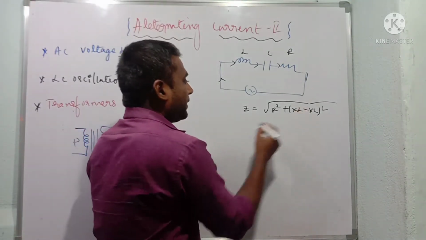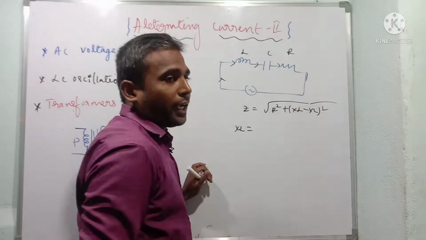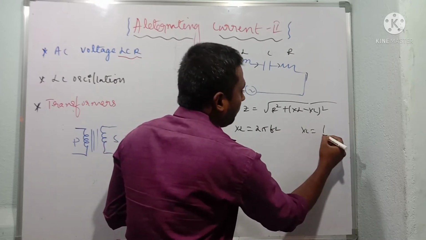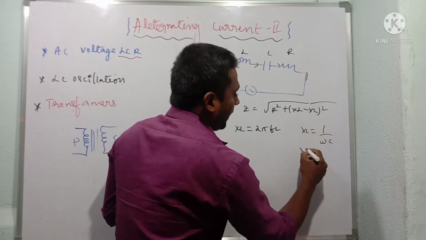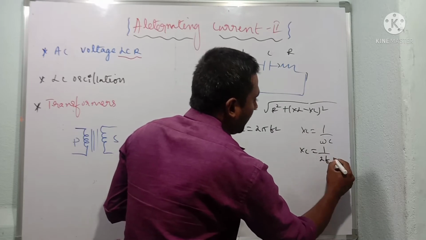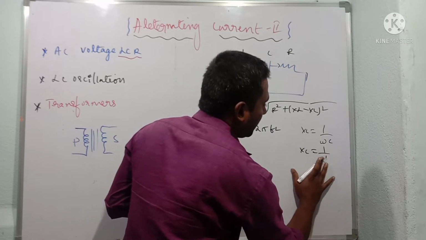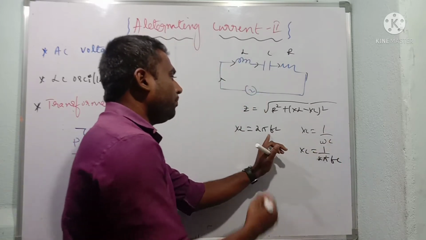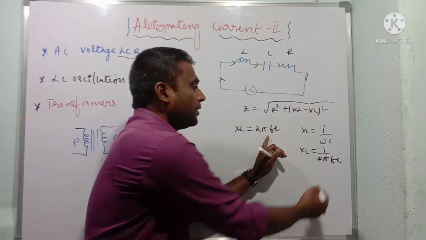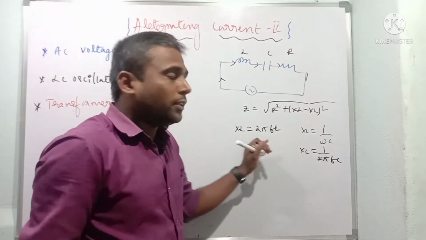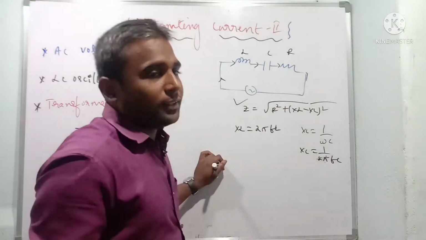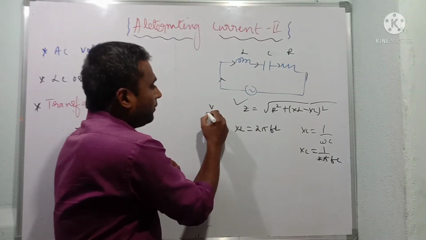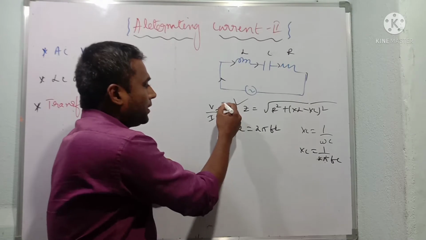Now XL means what? That is inductive reactance, equal to 2 pi FL, and XC is equal to 1 by omega C. So XC is equal to 1 divided by 2 pi FC. Here F means frequency, L means inductance, C means capacitance. If I know these values, I can find the impedance in this circuit. The general formula is Z is equal to V divided by I. So remember this, children.